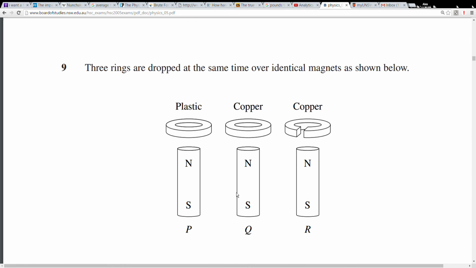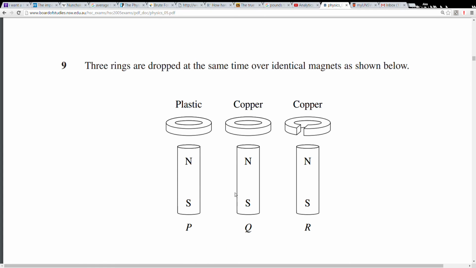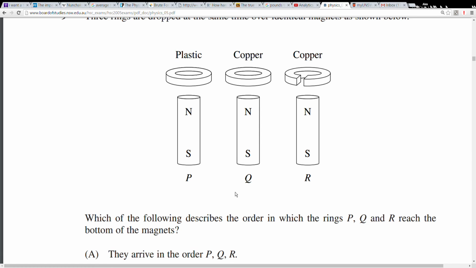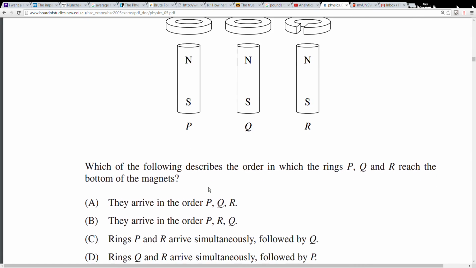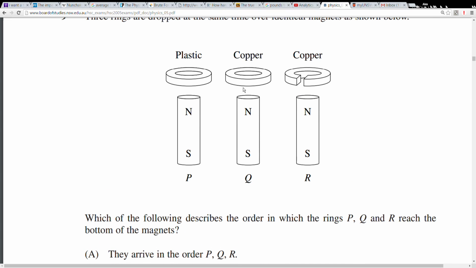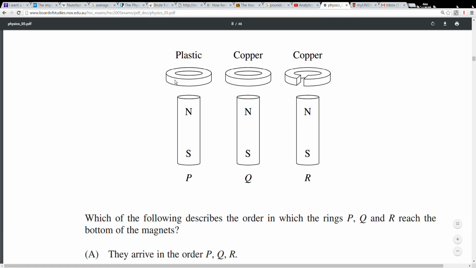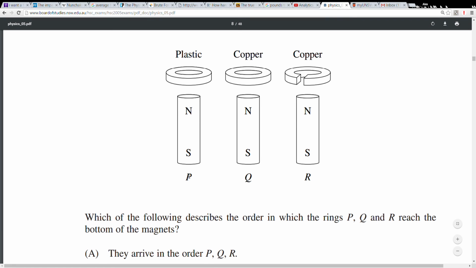Alright, 3 rings are dropped at the same time over identical magnets as shown below. Which of the following best describes the order in which rings P, Q, and R reach the bottom of the magnets? Alright, so this copper ring is going to produce a back EMF, and it can do so effectively because it's a closed circuit, while the one with the slit cannot, and plastic has high resistance, so it's just going to fall straight through.